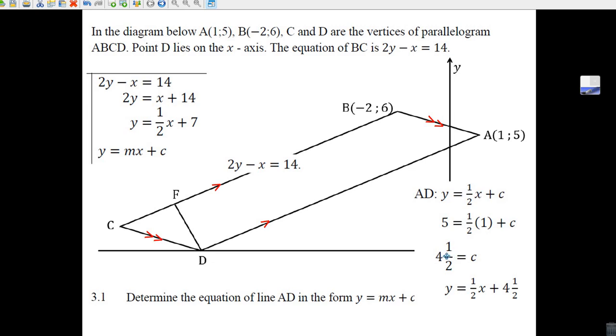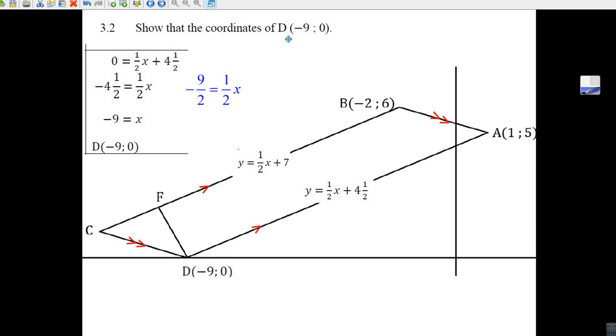I don't like writing it like that. That's for elementary school because it's just not so nice for algebra, I think. But I shouldn't criticize the memo like this. I'd write 9 over 2, and we'll see in the next question why that's a good idea. Show that the coordinates of D are minus 9 and 0.